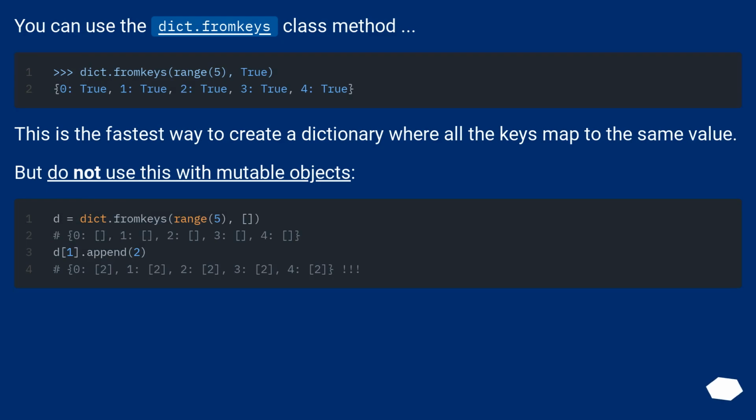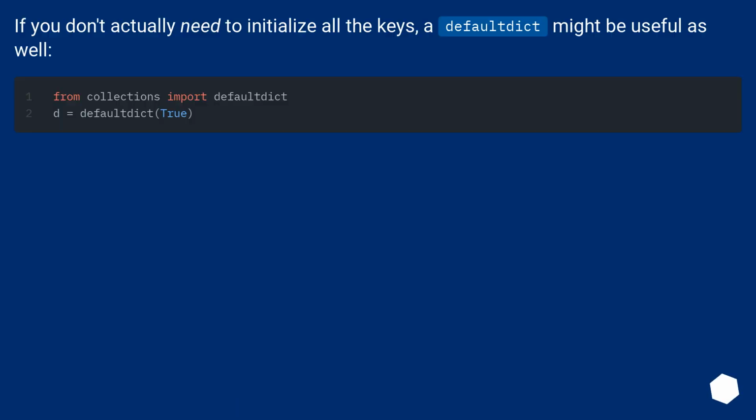You can use the dict.fromkeys class method. This is the fastest way to create a dictionary where all the keys map to the same value. But do not use this with mutable objects. If you don't actually need to initialize all the keys, a defaultdict might be useful as well.